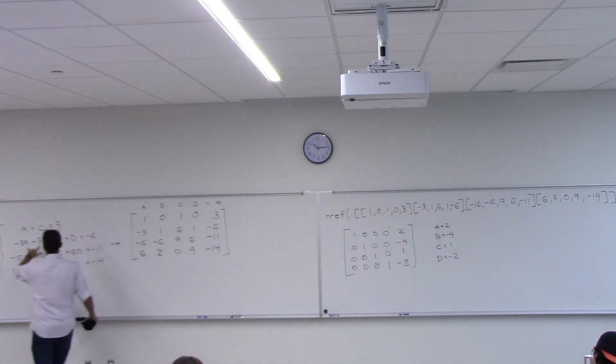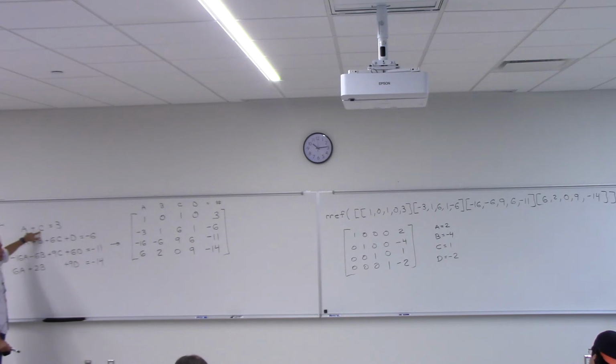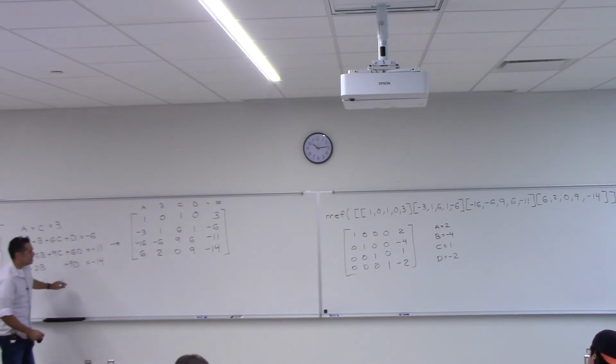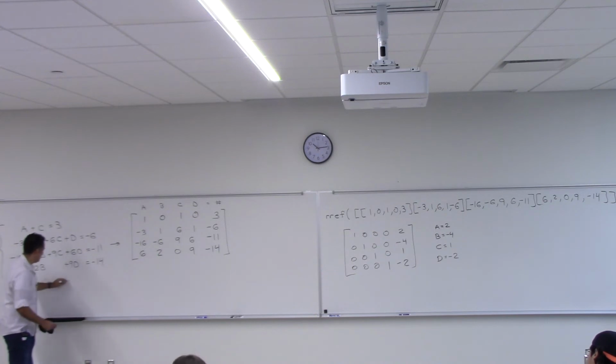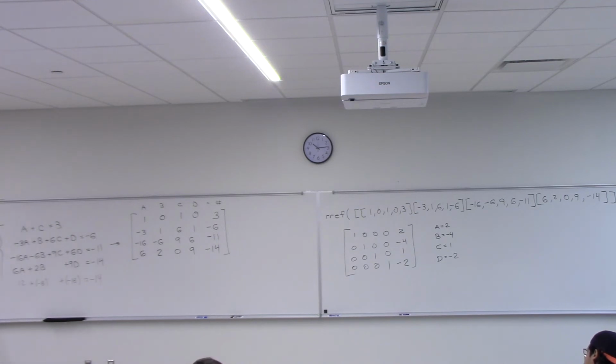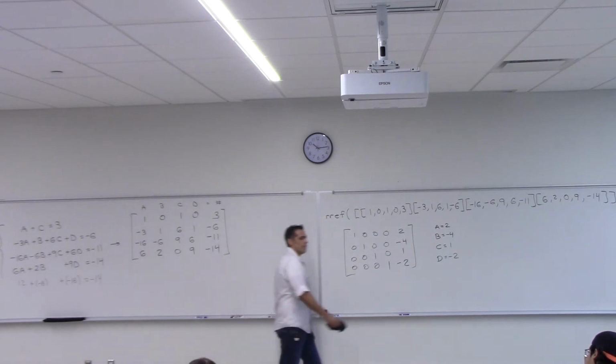Let's just check the first equation. Is A plus C 3? Yes. Let's check maybe this one. 6 times 2 would be what? 12 plus 2 times B. B is negative 4, so negative 8. Plus 9 times D, that's negative 18. Is that equal to negative 14? Yeah. Okay. So I'm just checking it works.